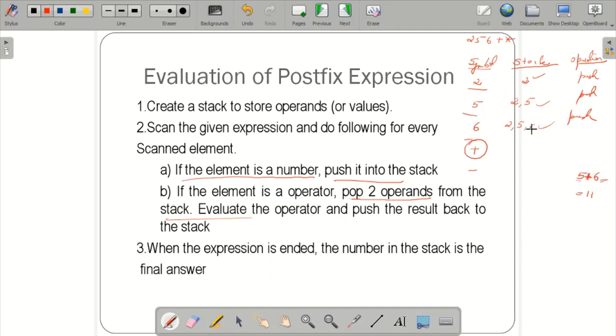Meaning is, this is op2 and this is op1 when you pop. That is operator, operand 2 and operand 1, and this is the operator. So 5 plus 6 is 11. You got the answer as 11.